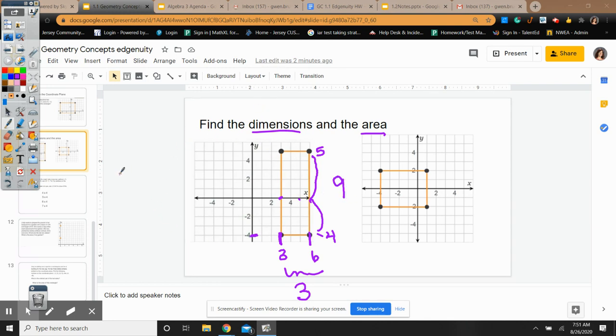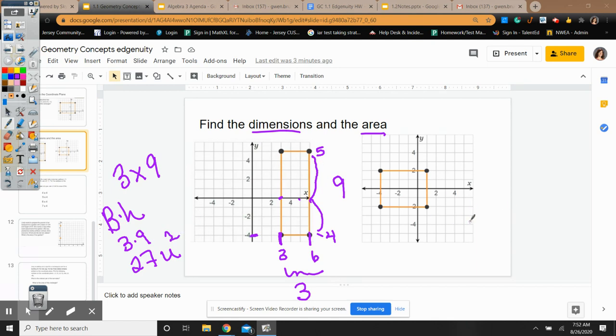So the dimensions are 3 by 9. The area, which is base times height, is 3 times 9, or 27. Don't forget that label, units squared.